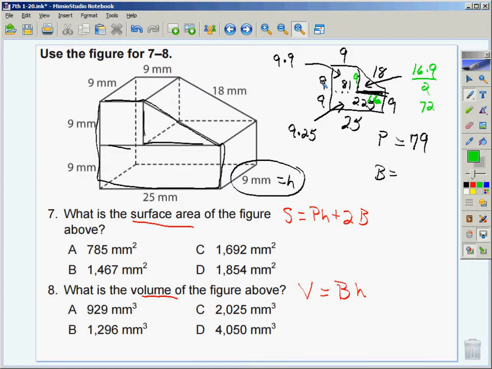What am I going to do with all 3 of these numbers then? I'm going to add them all together. I'm going to take the 81, the 225, and the 72 and add them together. And you get a total of 378.